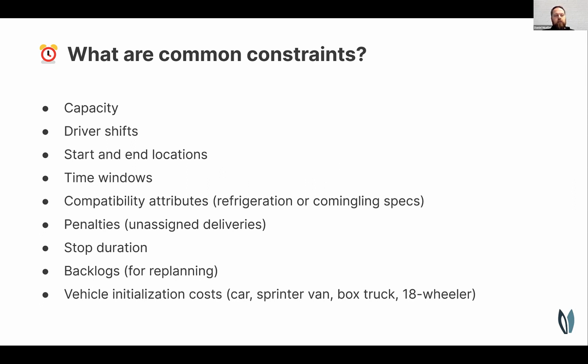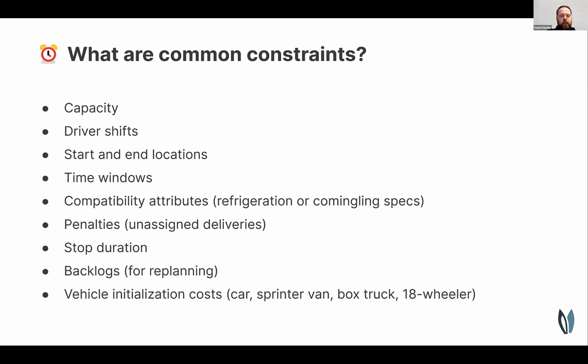And we also have some compatibility attributes here. So, for example, food might need to be refrigerated on the vehicles, and not every vehicle might offer this option. So that's something to consider here. And we also might have some commingling specifications. So maybe it's not possible to transport food on the same vehicle as some chemicals, for example. And we also want to consider that in our solution in the end.